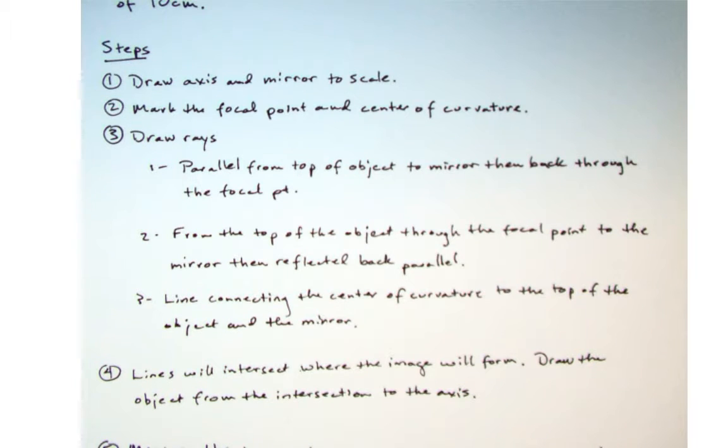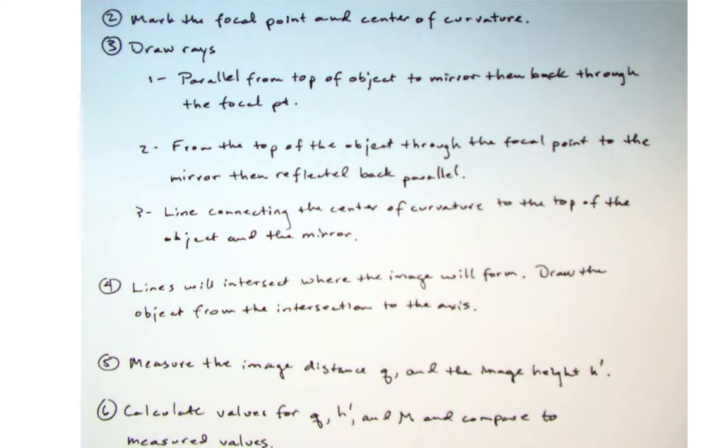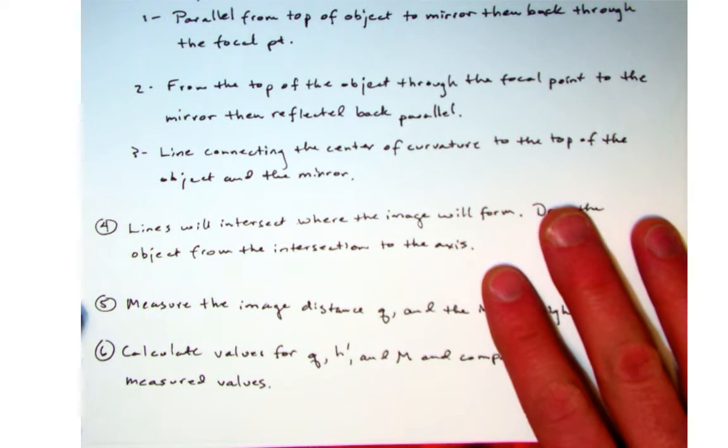When you're done with that, you can measure the image distance, q, and the image height, h, and then you can calculate values for all of those, q, h prime, and m, and then compare those to the measured values. And I'll do that too. So let's get started on the problem here.